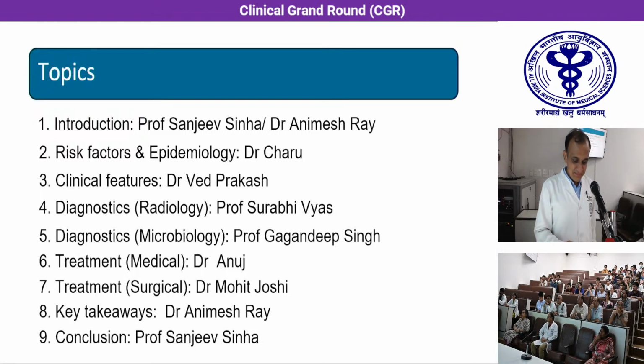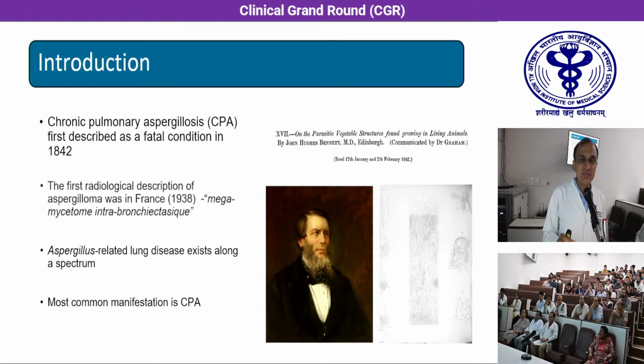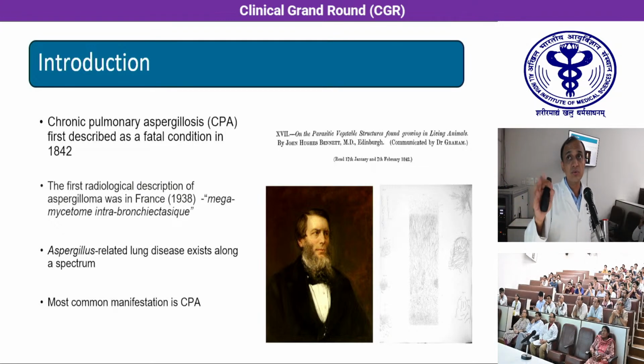Right. Thank you, sir. So, just briefly introducing the topic of chronic pulmonary aspergillosis. Most of the people here are from the Department of Medicine. Also, other people are there. So, we all know this topic, but this was described for the first time almost 2 centuries back by Dr. John Hughes Bennett. He's a Scottish physician. He was, in fact, the same physician who first described leukemia. So you can understand there's a relationship between leukemia and aspergillus for a very long time.